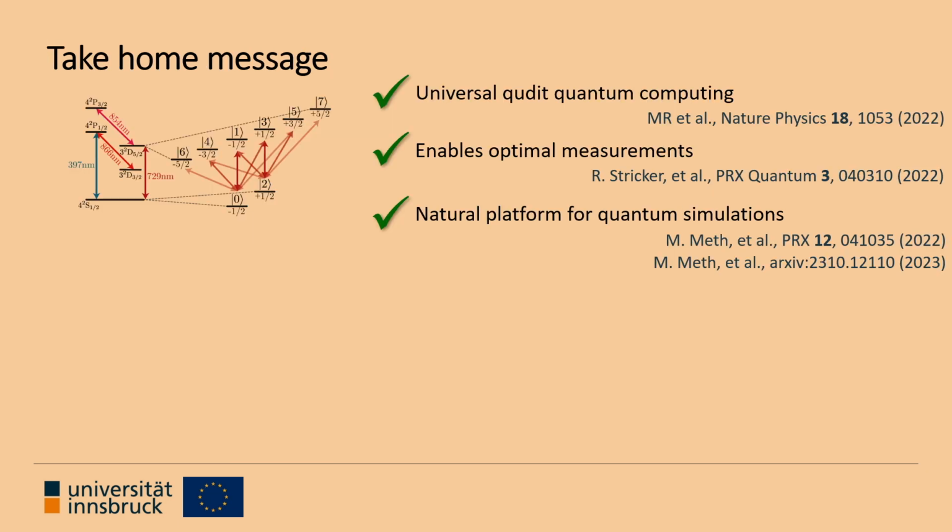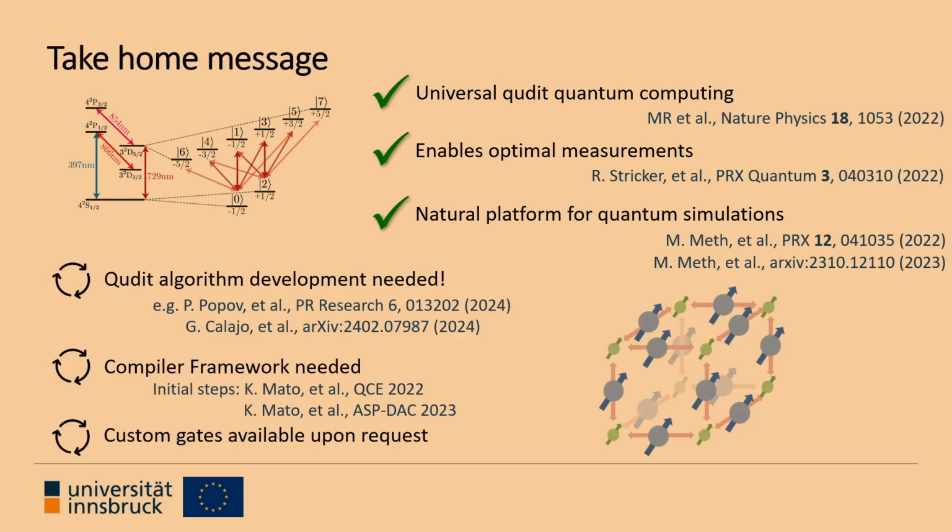All right, with that, I'm wrapping up already. So I showed you how we do a universal computation here, and that this is very nice for quantum simulation applications. What we really need right now is much more algorithm development. There's some work, as we've seen from Pavel and others. There's more work needed on compilers. Also here, a bit of initial steps that you can look at. And we always like to play with these things. So if you want any gates that we don't have yet, just let us know.